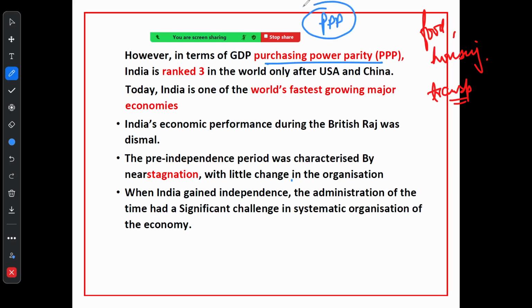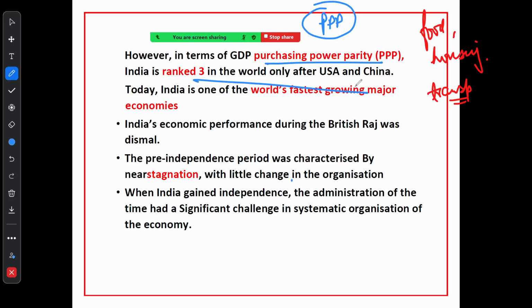PPP is a way to compare economies based on what people can actually buy, not just how much money they have. So India might not be number 3 in the world if you just look at money, but when you look at what the money can actually buy, it is the third biggest economy after the US and China. Right? So India is ranked third in the world after China and the US in terms of purchasing power parity. Please remember this point, very very important.